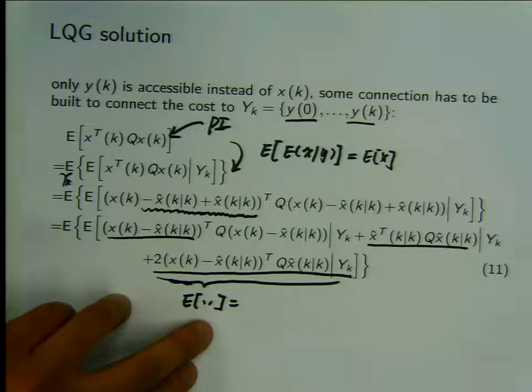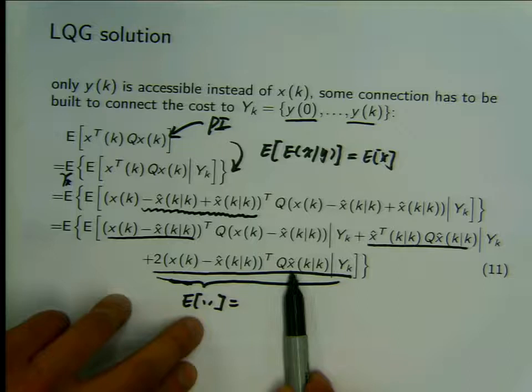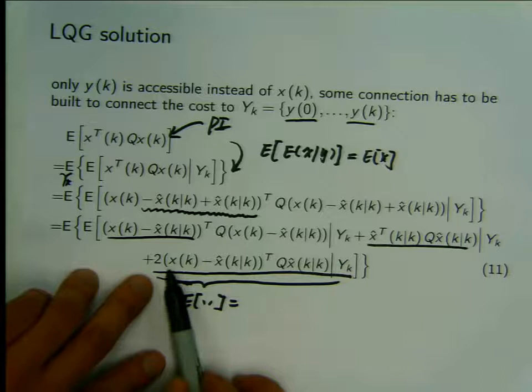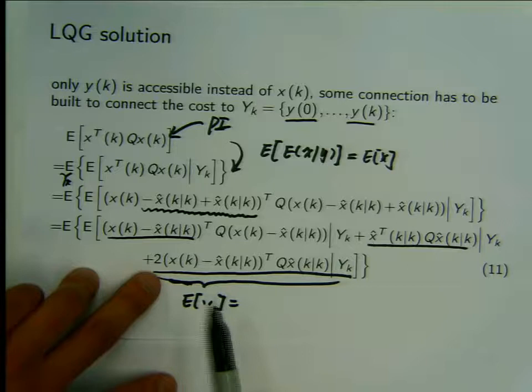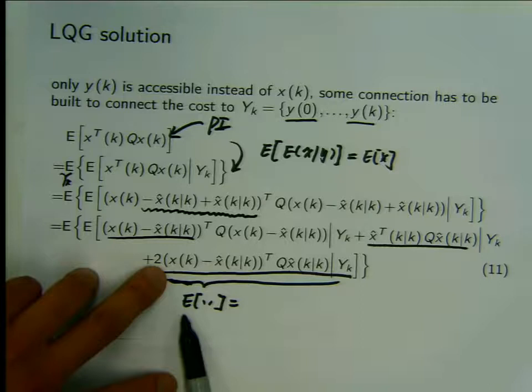So keep in mind here, x hat, this expectation is taken with respect to x, because x hat is from the Kalman filter, the optimal state estimate. This expectation is taken with respect to x. I'm giving you the hint.